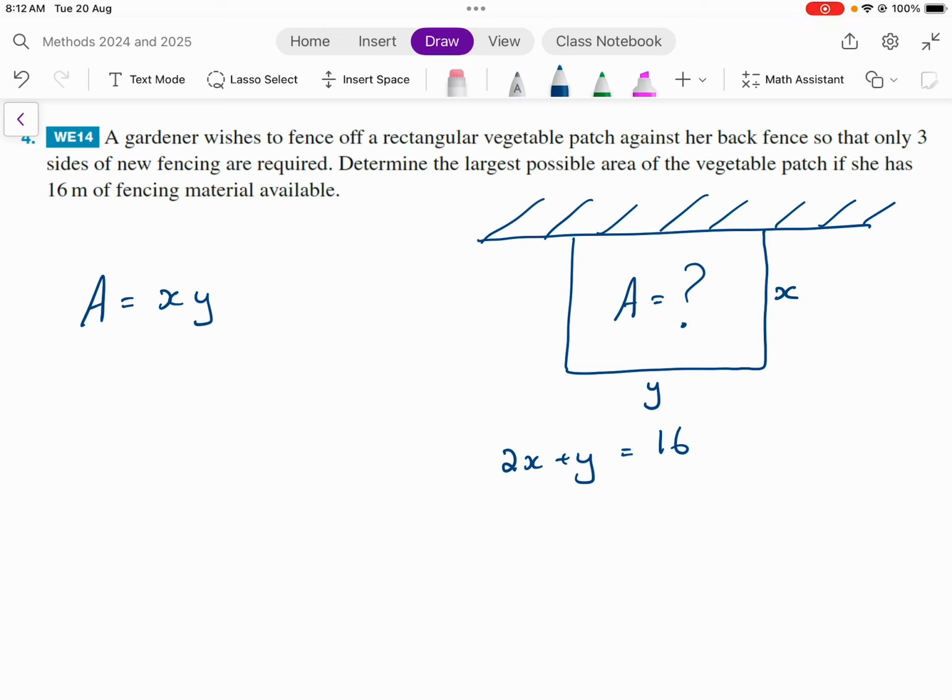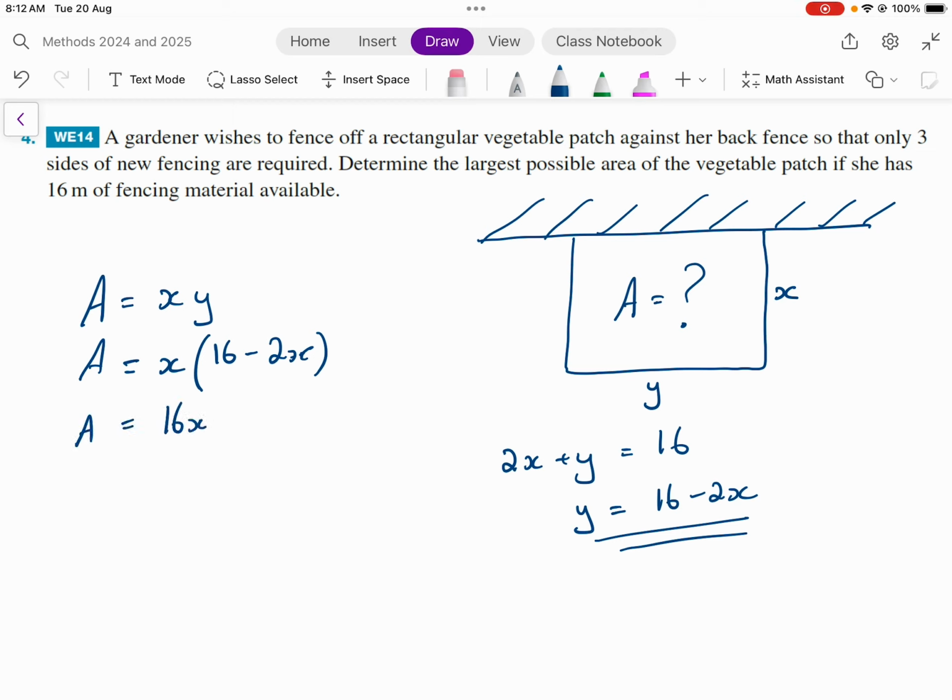So we have 2 variables. We need to eliminate one of the variables so that we can just work with one. So let's rearrange this and work out what y is equal to. So 16 minus 2x. So now we have what y is equal to. We can come back up here and replace y with the 16 minus 2x. And if we expand this out, we end up with 16x minus 2x squared.